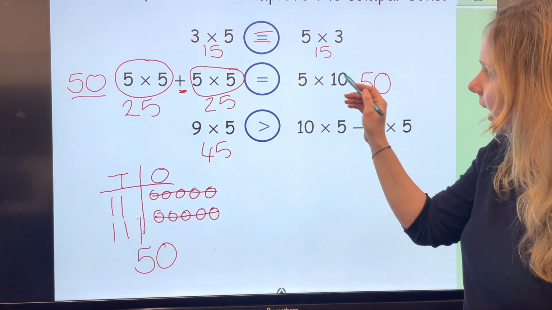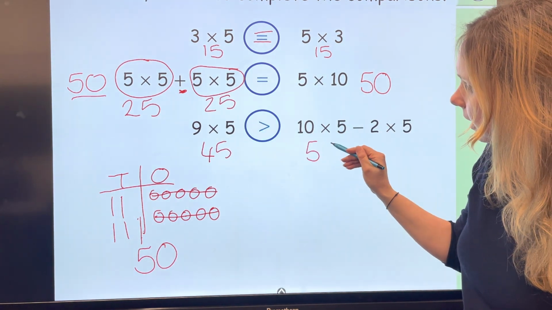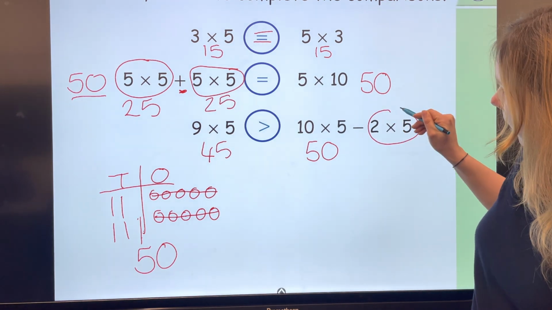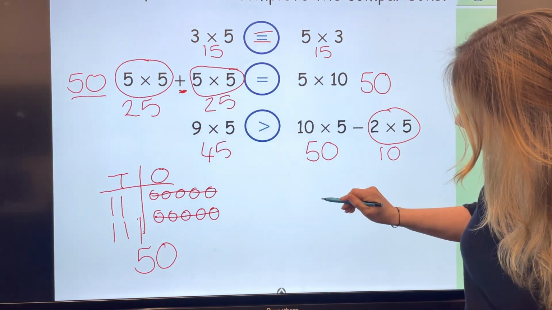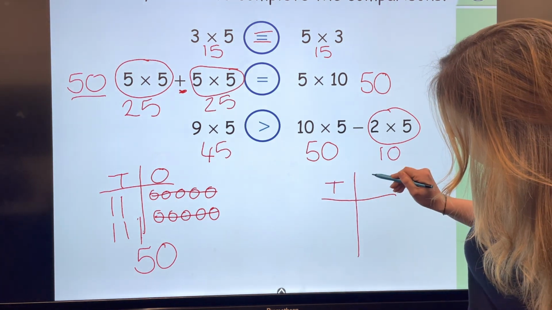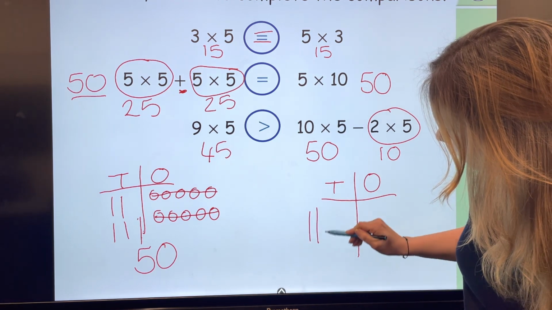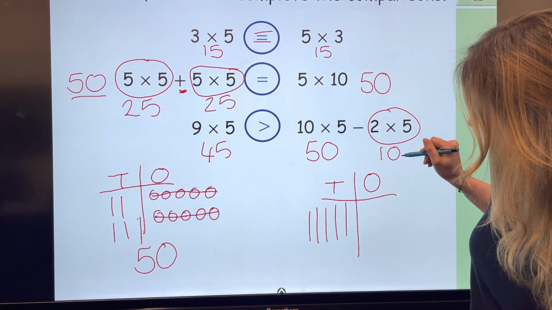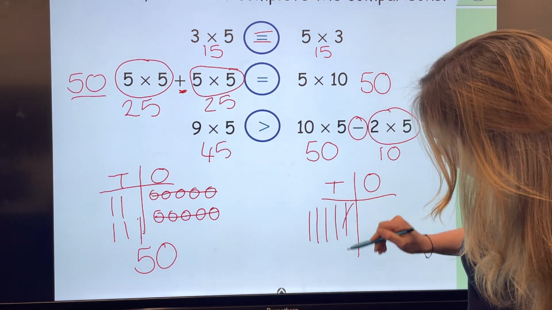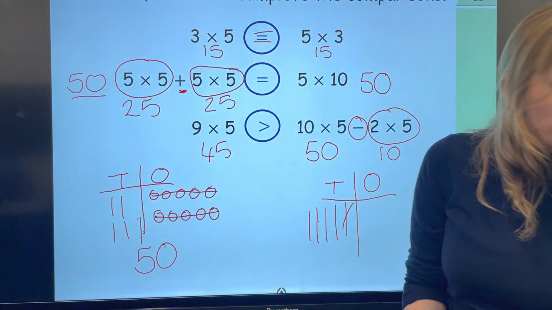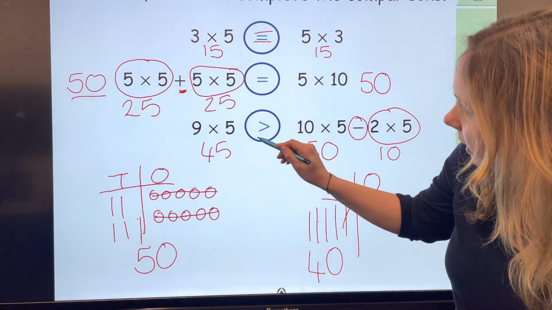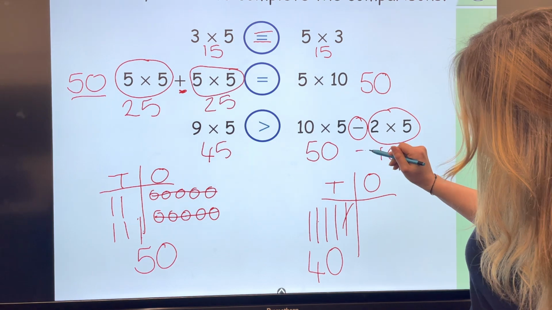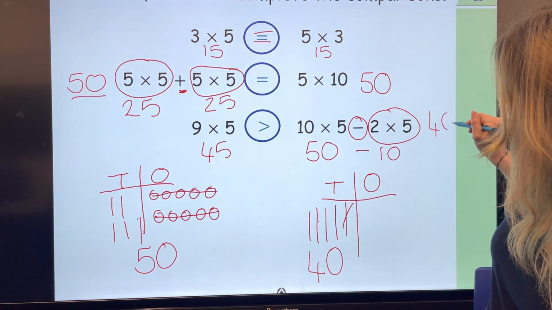Well, I know 5 lots of 10 is the same. It's 50. But then it's telling me to take away 2 lots of 5. 2 lots of 5 is 10. So if I was to write that in my place value, 10s and 1s, I've got 1, 2, 3, 4, 5, and I'm subtracting, so I need to cross a 10 out. That leaves me with 1, 2, 3, 4 10s, so that is 40. So that is correct, because 45 is greater than 40.